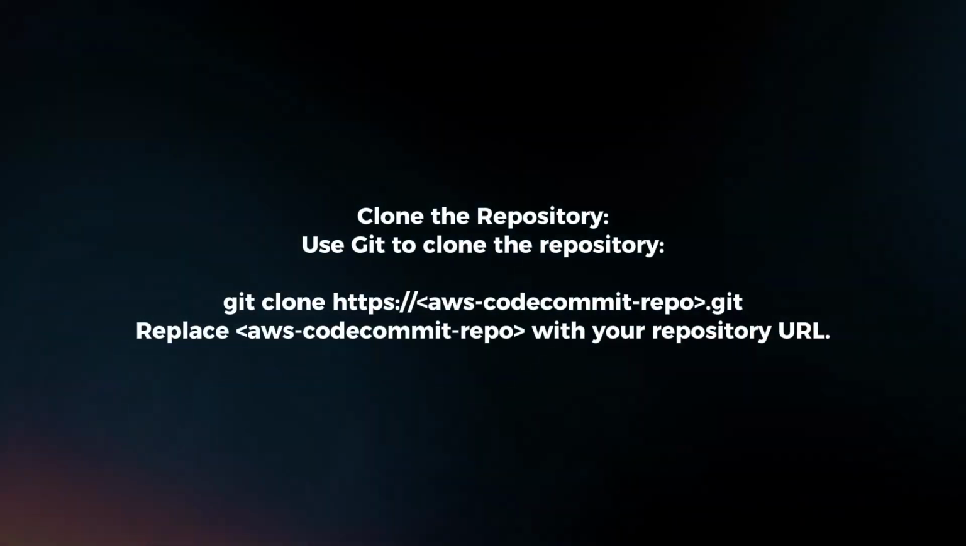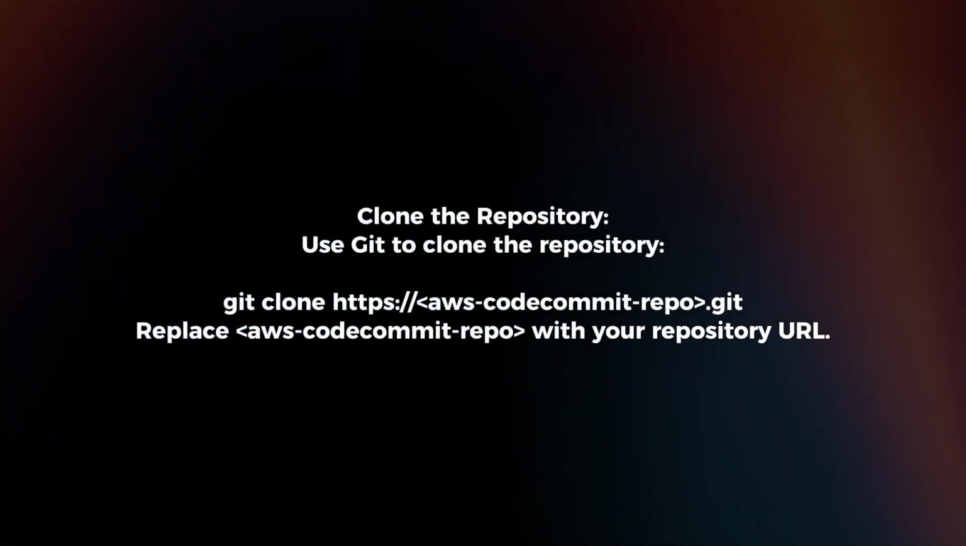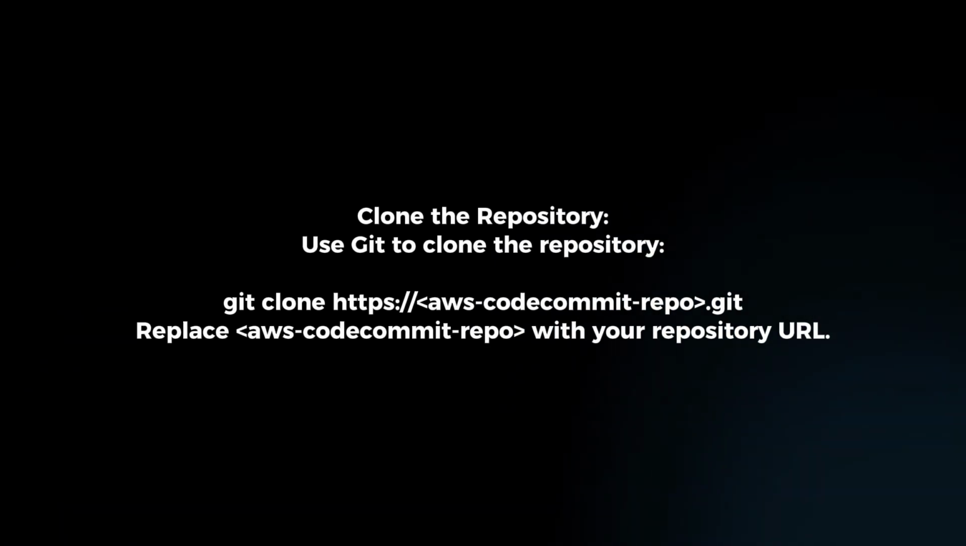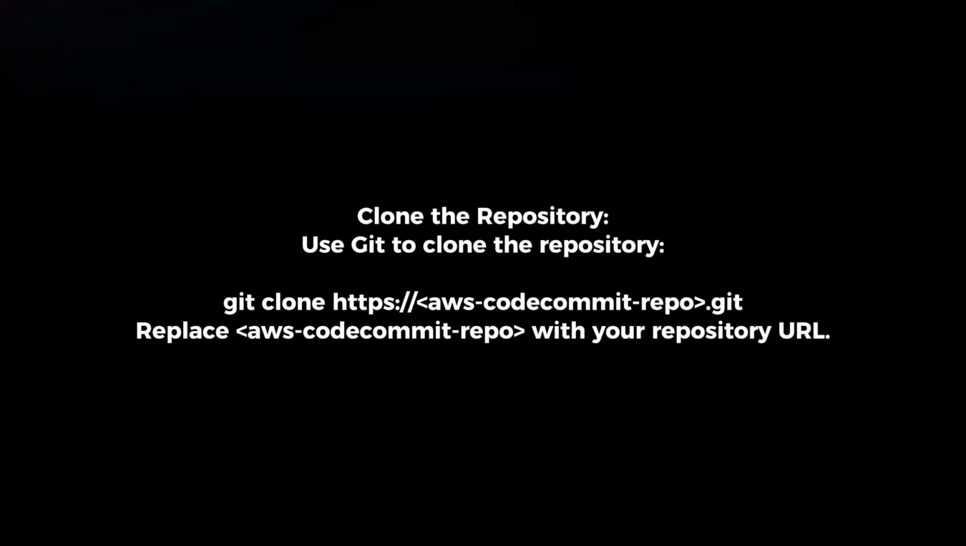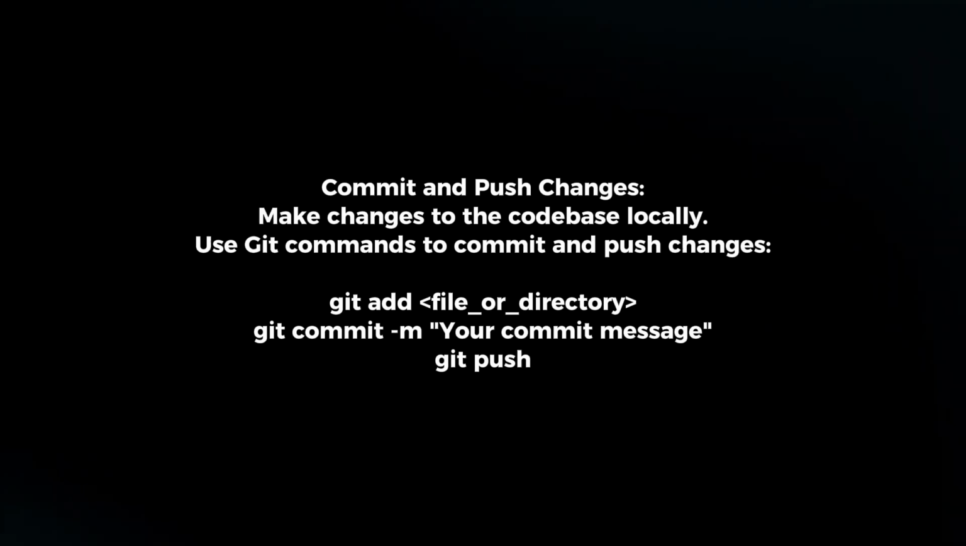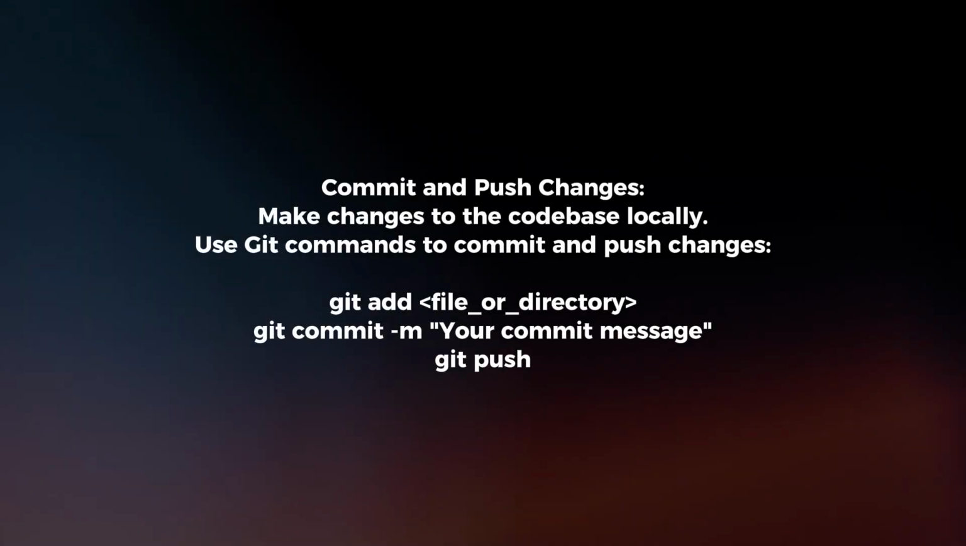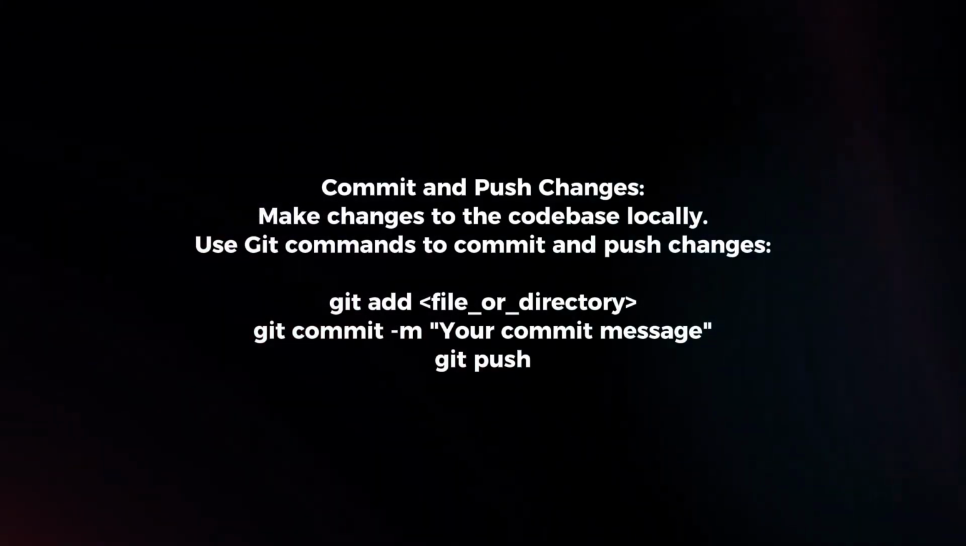Clone the repository. Use Git to clone the repository. Replace AWS CodeCommit repo with your repository URL. Commit and push changes. Make changes to the codebase locally. Use Git commands to commit and push changes.